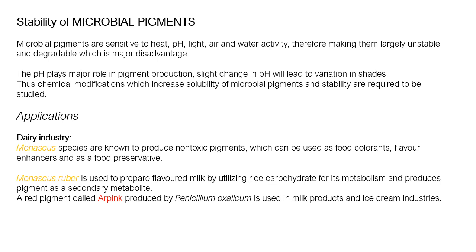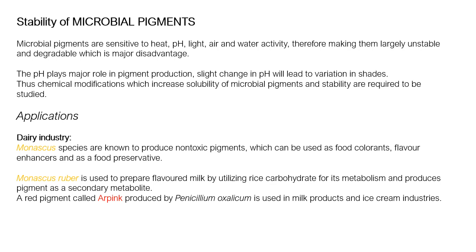Now we will be starting the applications of these microbial pigments. First is the dairy industry. Monascus species are known to produce non-toxic pigments which can be used as food colorants, flavor enhancers and food preservatives. The example here is Monascus rubra. It is used for the preparation of flavored milk by utilizing rice carbohydrate for its metabolism and producing pigments as a secondary metabolite.